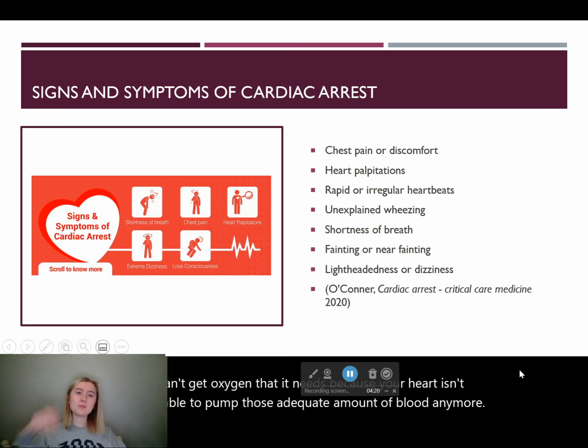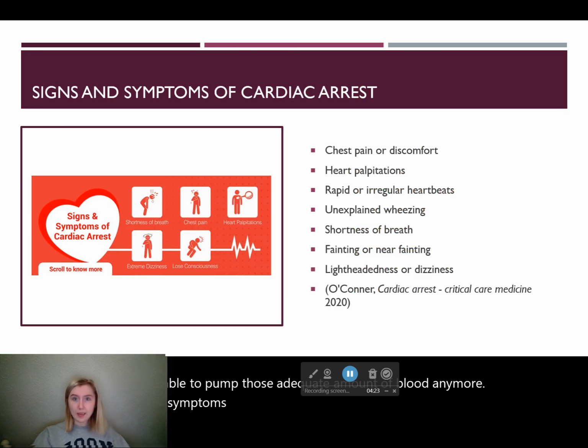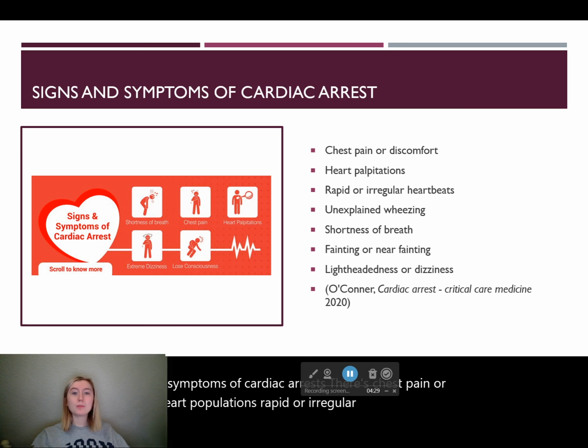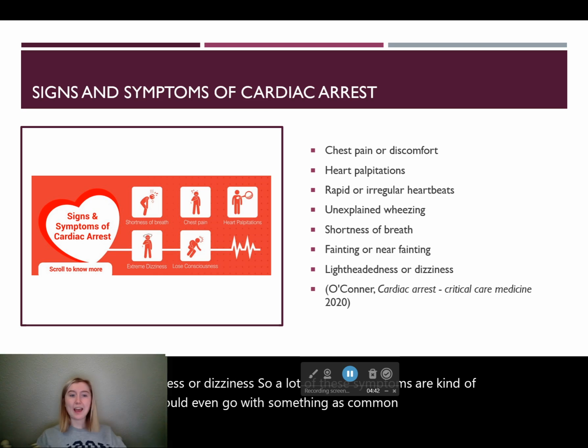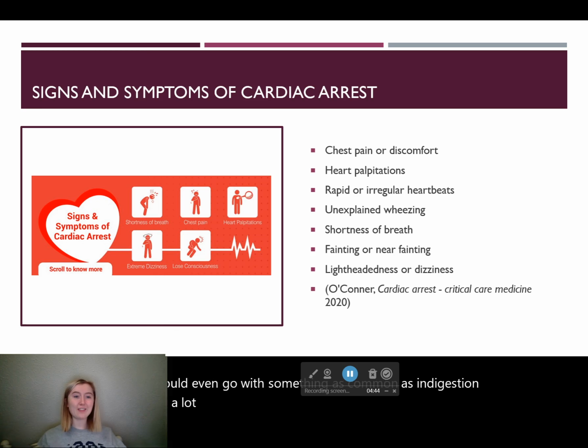So signs and symptoms of cardiac arrest: there's chest pain or discomfort, heart palpitations, rapid or irregular heartbeat, unexplained wheezing, shortness of breath, fainting or near fainting, lightheadedness or dizziness. A lot of these symptoms could even go with something as common as indigestion, because I get a lot of chest pain when I have indigestion that goes up into my throat. But I think in many cases with cardiac arrest, you should be able to tell.